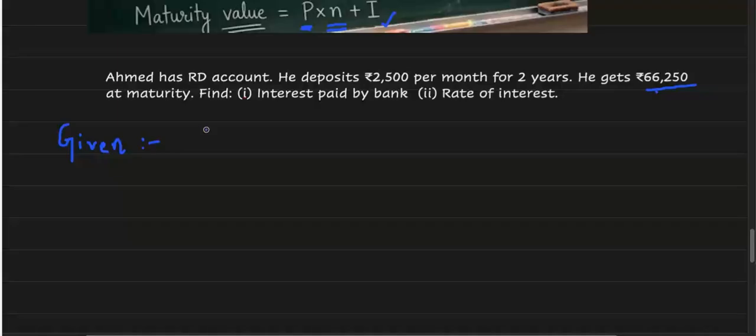So given is, I know what is P here, right? Because I am paying a monthly of 2,500 rupees. This is P for me. And I know the maturity value, MV, which is 66,250, and I have the number of months here, n equal to 24 months. 2 years means 24 months. And what is to be found out? What are we finding out?